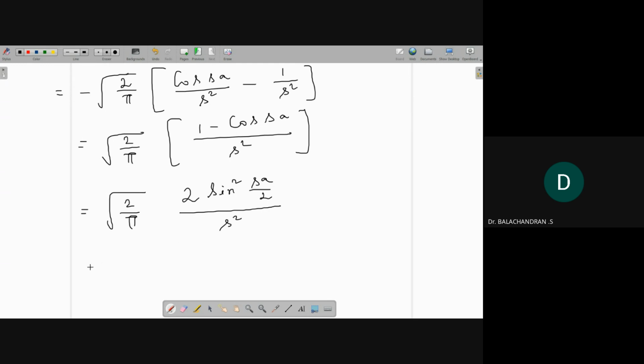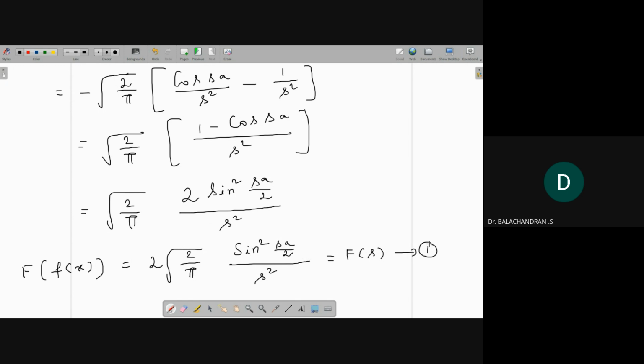So your Fourier transform of f of x is equal to 2 into root 2 by pi into sine square sa by 2 whole divided by s square. I'll take this as a function of s. I call this equation number 1.